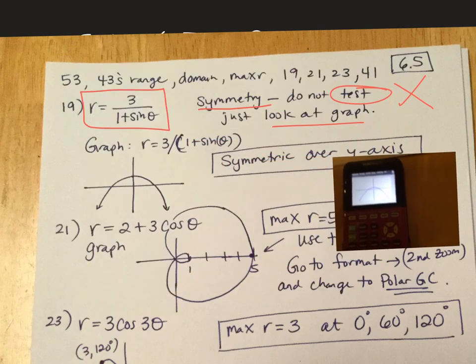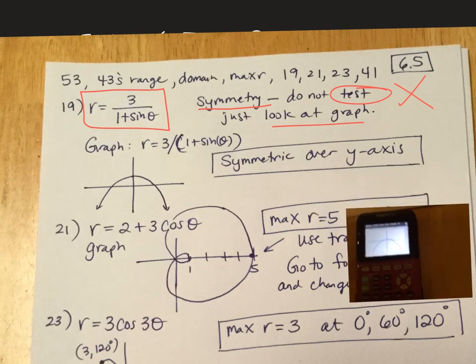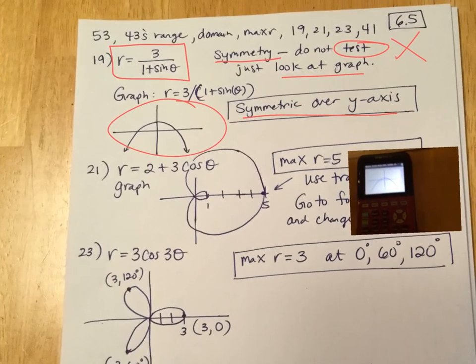Let me put that to the side. So just graph it. Here's the graph right here. I drew a picture of it. I don't think it asked you to draw a picture, but I'm trying to explain this to you guys. So it's symmetric over the y-axis. That's that one.